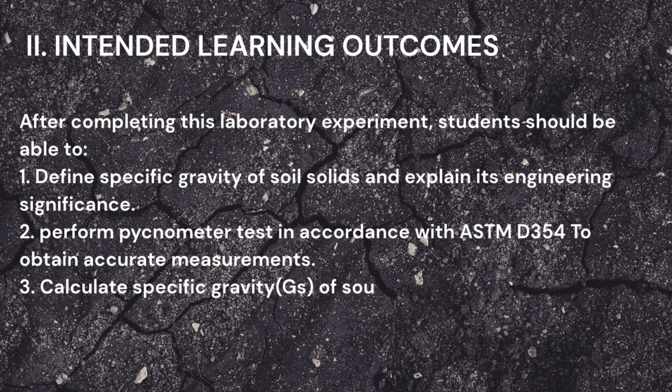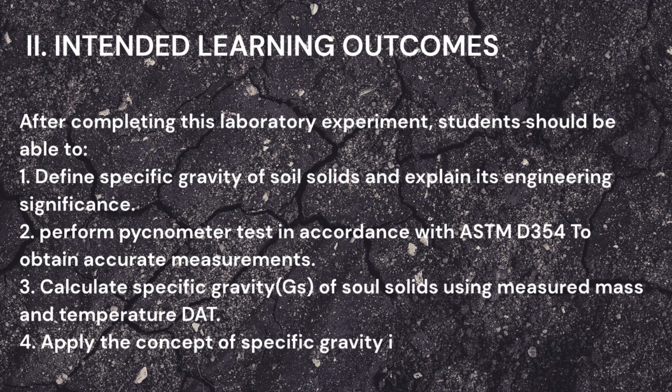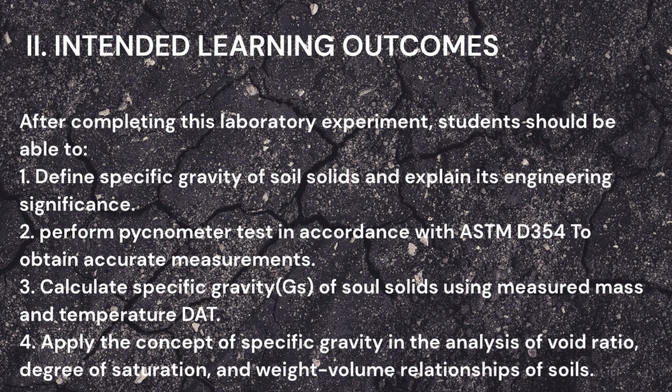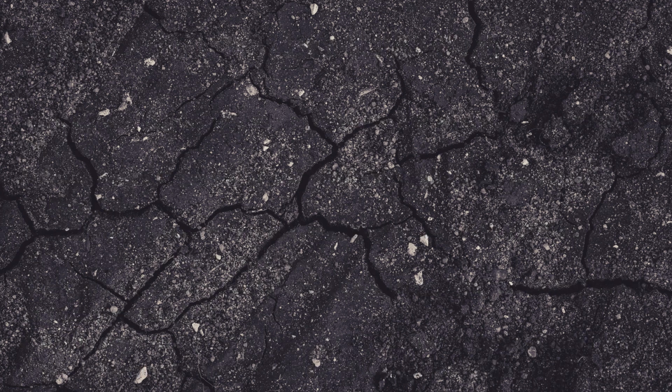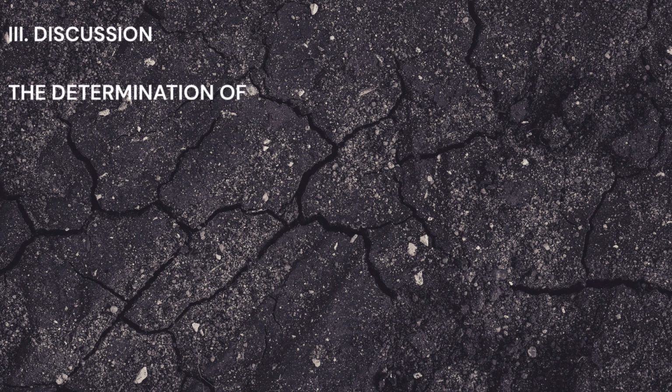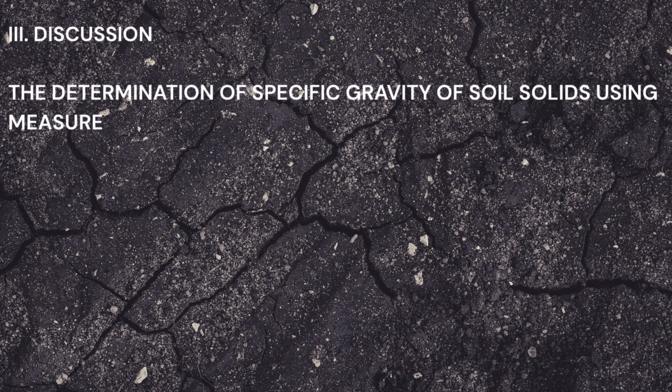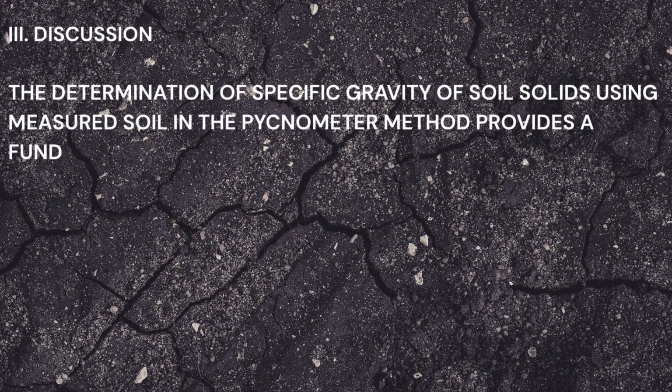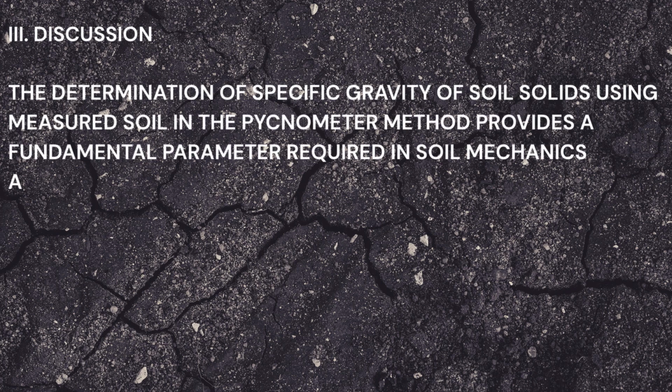3. Calculate specific gravity Gs of soil solids using measured mass and temperature correction. 4. Apply the concept of specific gravity in the analysis of void ratio, degree of saturation, and weight-volume relationships of soils. Discussions. The determination of specific gravity of soil solids using the pyknometer method provides a fundamental parameter required in soil mechanics analysis.